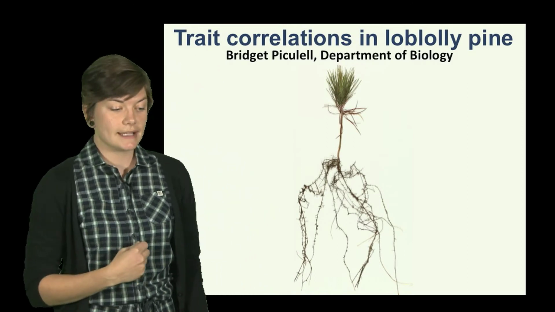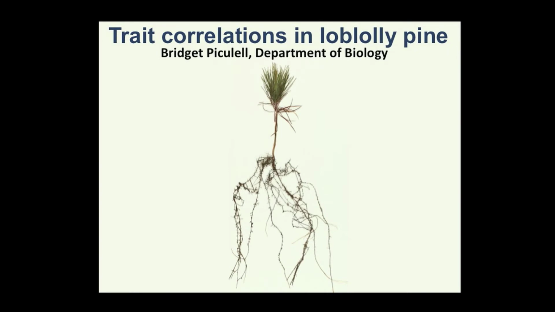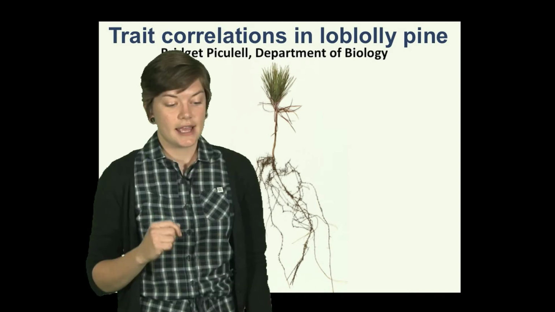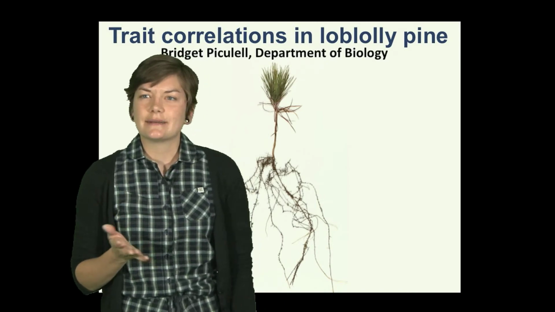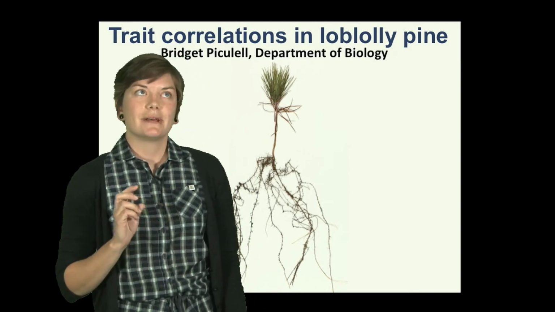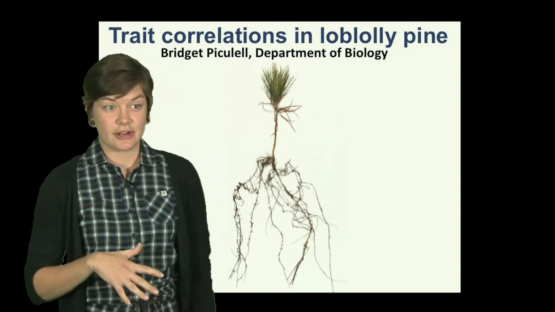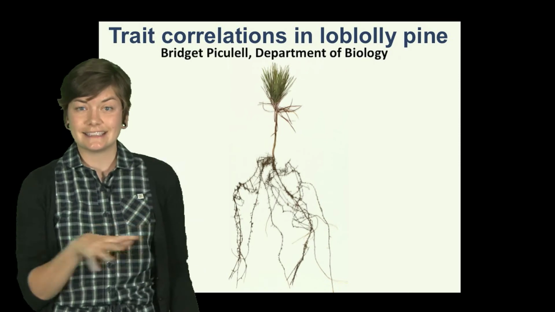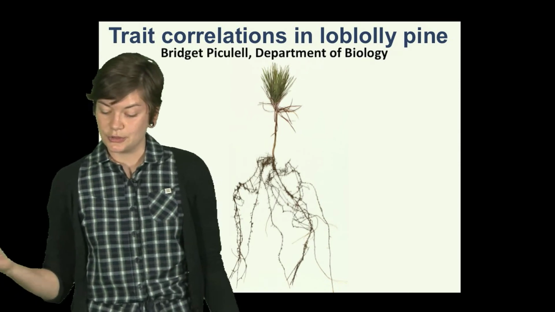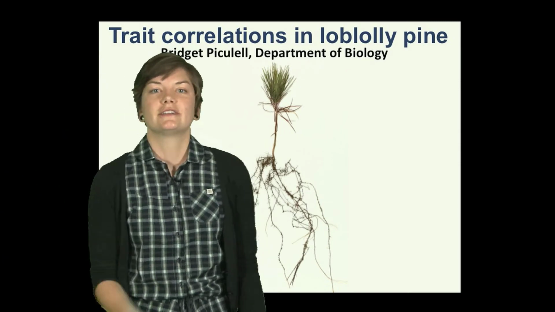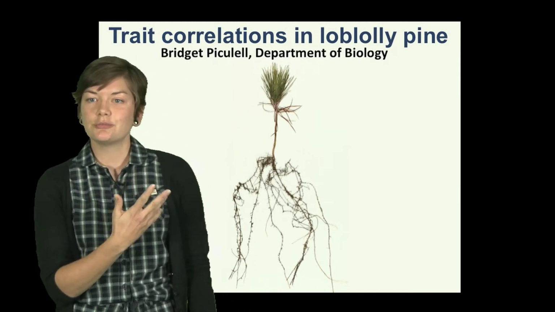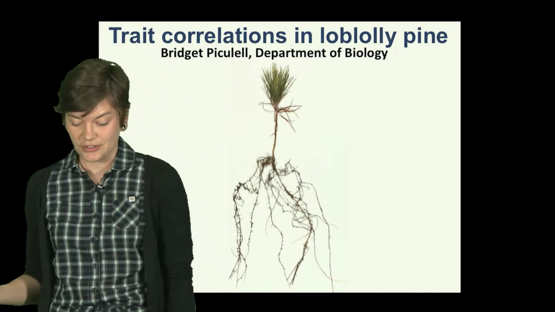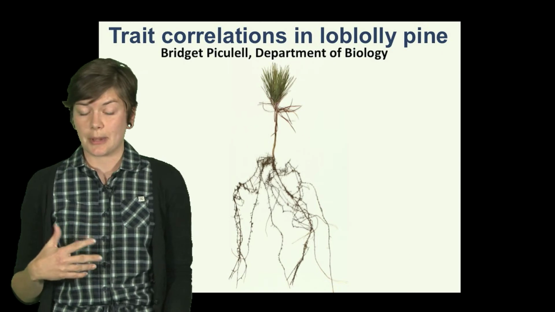And loblolly pine is a species of pine that's found throughout the southeastern United States in both natural populations and agriculturally managed plantations. And one set of traits that I'm interested in is the association of loblolly pine with mycorrhizal fungi, which is a type of fungi that grows from the root tips of the plant and extends its hyphae into the soil where it absorbs nutrients, and it passes those nutrients on to the host plant. And the host plant in turn passes sugars down to the fungi, and so they form this symbiotic relationship.